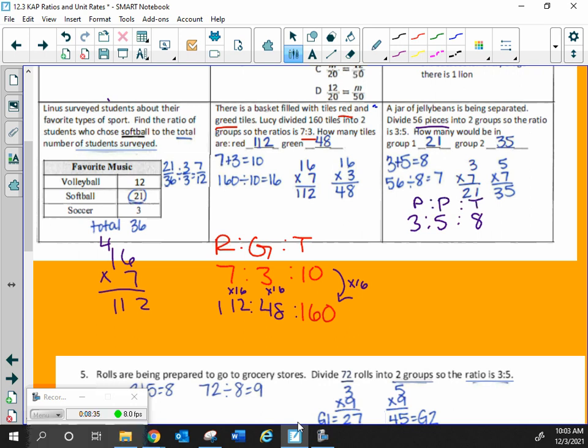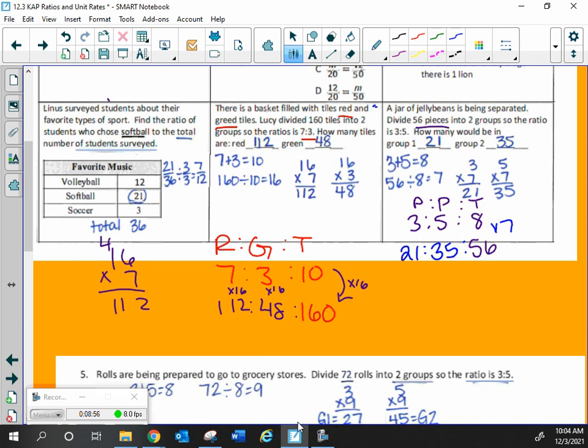If I have 56 pieces now, what did they do to get from 8 to 56? Times 7, so I'm going to do the same thing to all of them. 5 times 7 is 35, and then 21. There's a few problems like that on the homework, so if you haven't done that on the homework, maybe come back to them. Okay?